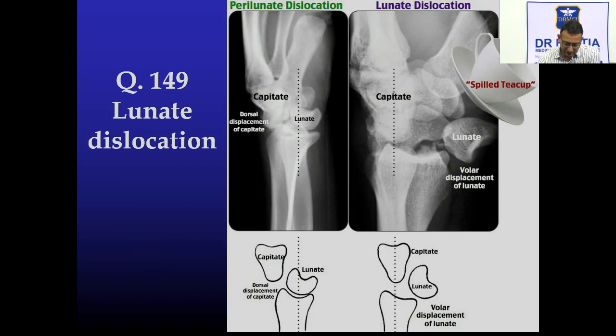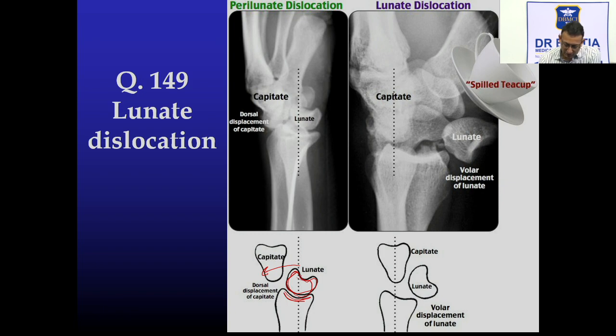Now, if you see, our distal radius articulates with lunate and lunate further articulates with the capitate. Now, if the lunate stays in place and capitate dislocates, this is called perilunate dislocation, and here the lunate is articulating with the lunate fossa of the radius, but it is not articulating with the capitate. So, this is called perilunate dislocation.